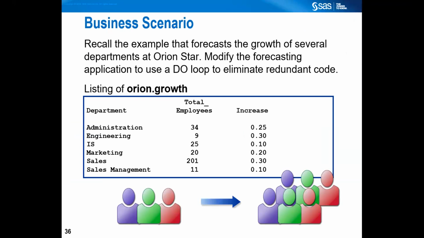If you remember this table carefully, this was the table which you used to calculate the number of employees at the end of 2 years for your department, administration or engineering or IS and so on. Correct? Do you remember this? Yes. So recall the example that forecasts the growth of several departments at Orion Star. Modify your forecasting application to use a do loop to eliminate redundant code.